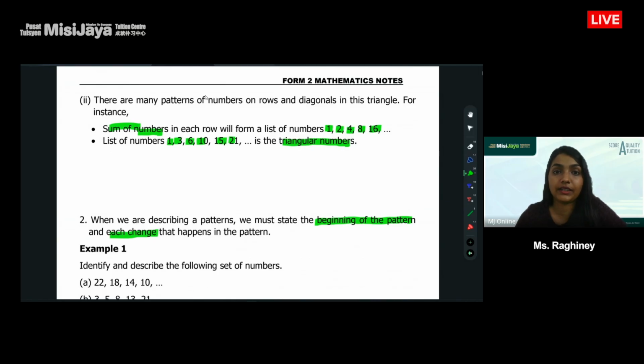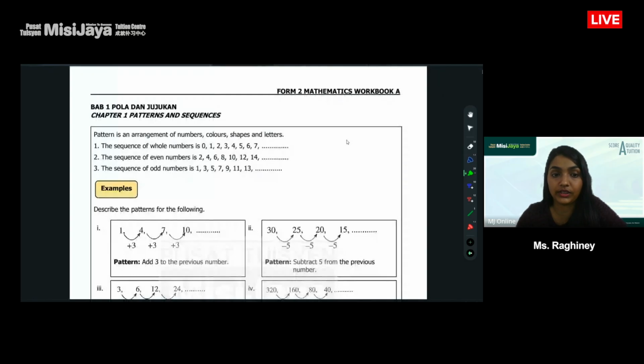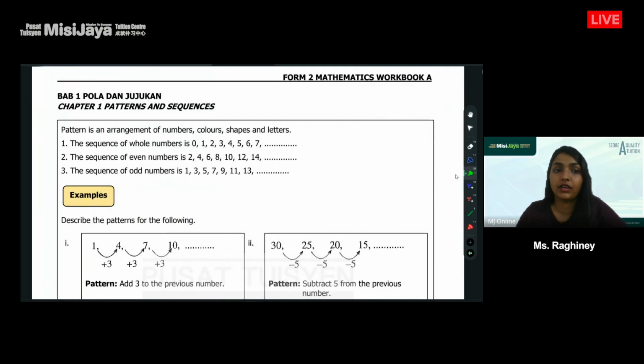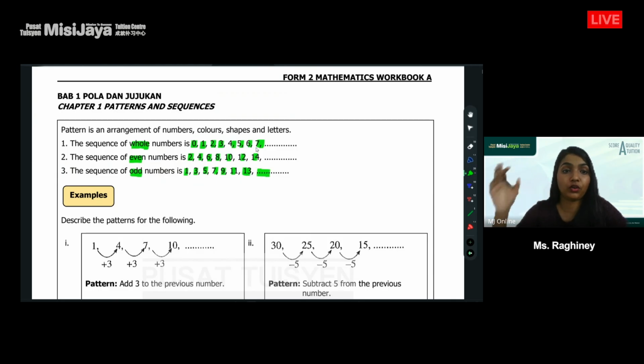So let's take a look at a sample question together. A pattern is an arrangement of numbers, colors, shapes, and letters. Sequence of whole numbers is as follows: we start with 0, and then 1, 2, 3, 4, 5, 6, 7, and go on. Sequence of even numbers is 2, 4, 6, 8, 10, 12, 14, and so on. And odd numbers is 1, 3, 5, 7, 9, 11, 13, and so on. When we put comma, dot, dot, dot, it means that the pattern will continue and continue.